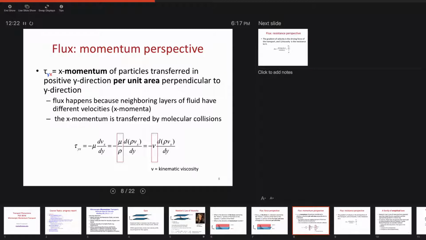We're assuming constant density, so it doesn't matter. If it weren't constant, then it would matter. But we're typically assuming constant density and constant viscosity fluids. So basically then you can look at it indeed as a derivative of momentum. And then you have just a different coefficient, which is kinematic viscosity. So that is my momentum perspective.